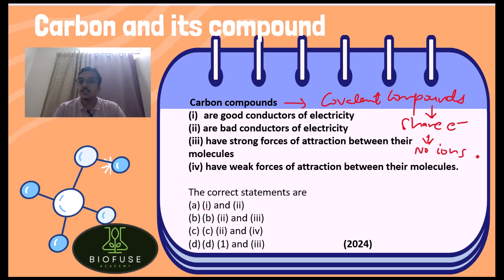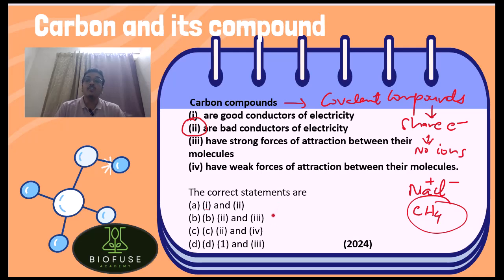Ions are not present, so how will electricity be conducted? An ionic compound generates ions. For example, sodium chloride becomes Na plus and Cl minus. Only when ions split like this does electricity conduction happen. But for a carbon compound, for example methane, it will not be ionized, because it is a covalent compound. So covalent compounds are bad conductors of electricity, because ions do not form. So the second one is a right choice.